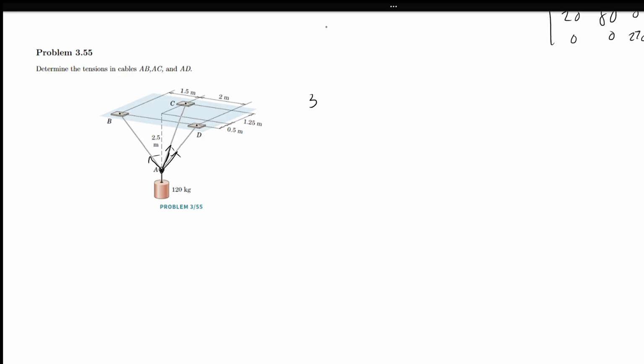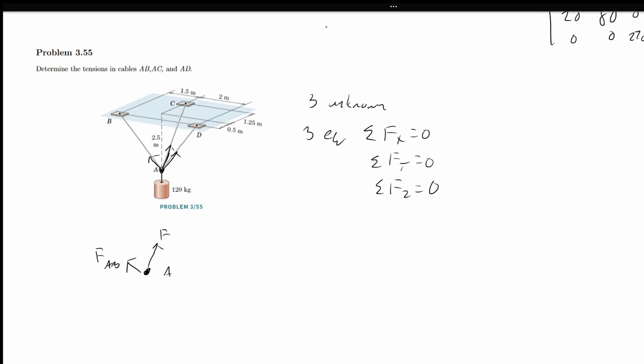So we have three unknowns, and then we have three equations: sum of Fx equals 0, sum of Fy equals 0, and sum of Fz is equal to 0. Surprise! So we just got to set that up, right? So first we'll draw our free body diagram of point A. And we have force AB, force AC, force AD, and 120 kilograms times 9.81.